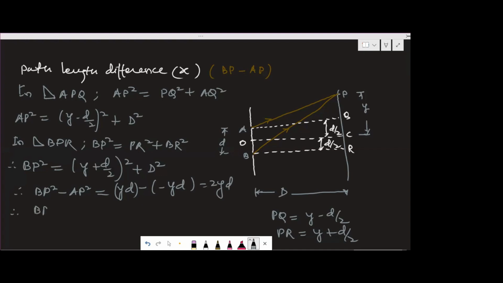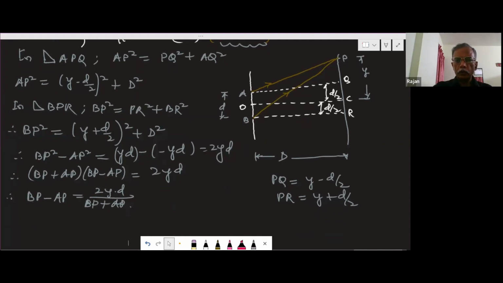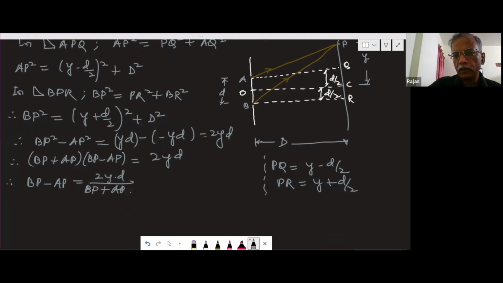Now check it, your BP plus AP we can write here, BP minus AP we can write here. A square minus B square, A plus B into A minus B. On your right, twice Yd. Now I'm interested in BP minus AP. That is my path difference, path length difference. Therefore, I can have BP minus AP is equal to twice Yd divided by BP plus AP, right?